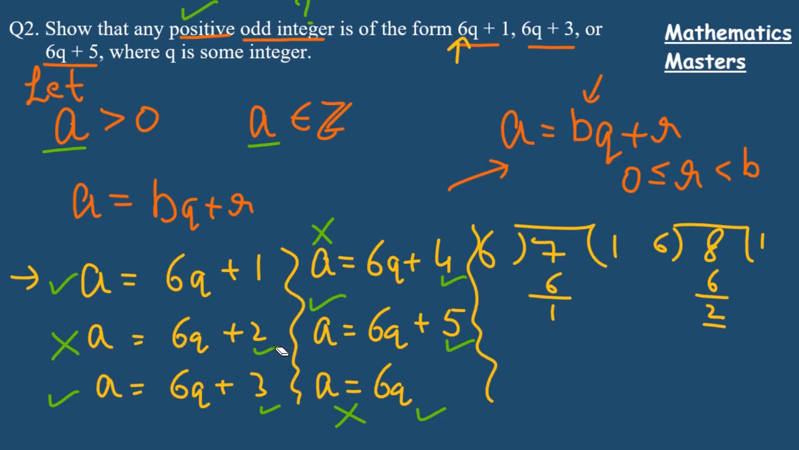So let's rub these ticks. What do we get? We consider a to be a positive integer. Any positive odd integer can be written as either 6q plus 1, 6q plus 3, or 6q plus 5. So we conclude that we have shown that any positive odd integer is of the form either 6q plus 1, 6q plus 3, or 6q plus 5. That's all.